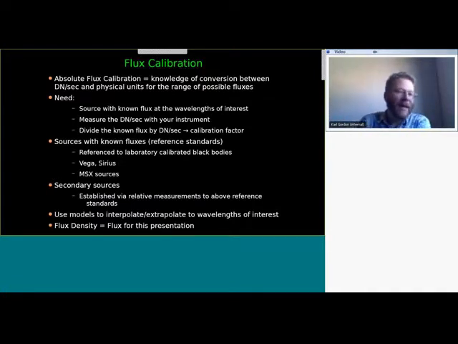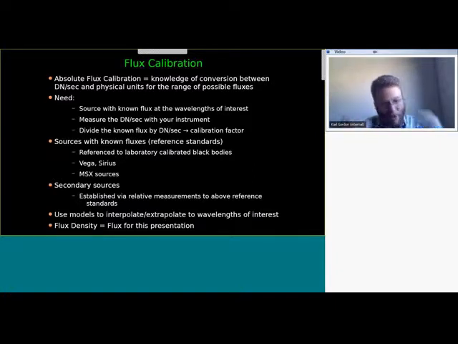These are extremely bright and not that many of them, and so then you establish secondary sources which are measured via relative measurements to the above standards, the ones where we've measured them against laboratory black bodies. And in general, you don't usually have those measurements at all wavelengths. You have them at specific wavelengths. So then we use models to interpolate and extrapolate to the wavelengths of interest.